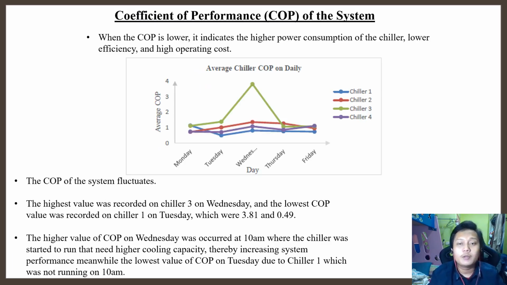For the coefficient of performance of the system, when COP is lower, it indicates higher power consumption of the chiller, lower efficiency, and higher operating costs. The COP of the system fluctuates. The highest value was recorded on chiller 3 on Wednesday, and the lowest COP value was recorded on chiller 1 on Tuesday, which were 3.81 and 0.49. The higher value of COP on Wednesday occurred at 10 a.m., where the chiller started to run and needed higher cooling capacity, thereby increasing the performance. Meanwhile, the lowest value of COP on Tuesday was due to chiller 1 not running at 10 a.m. in the morning.